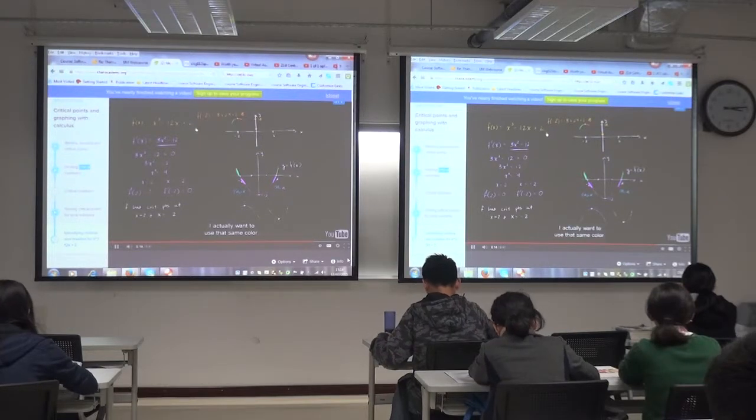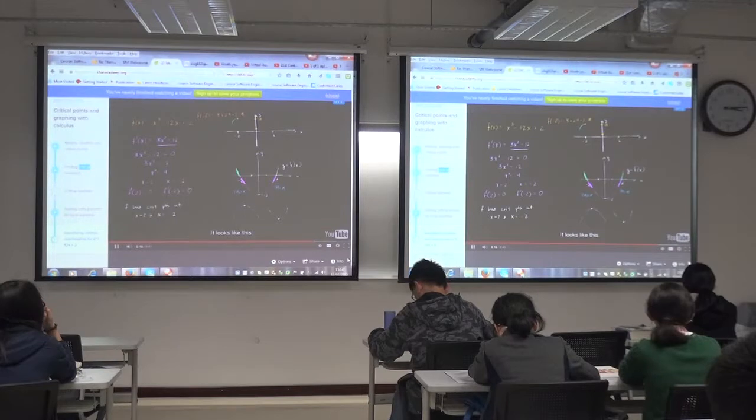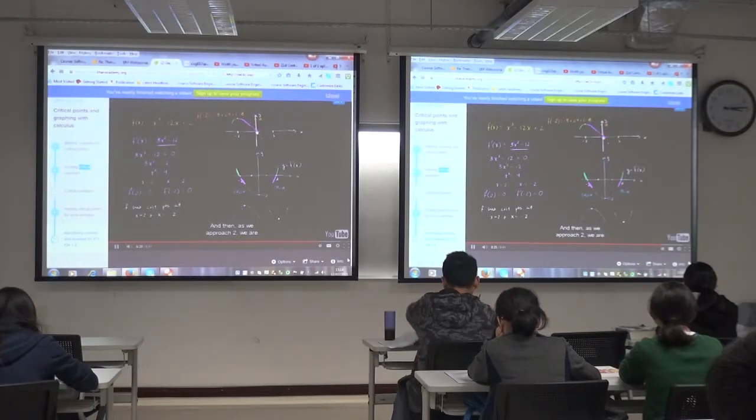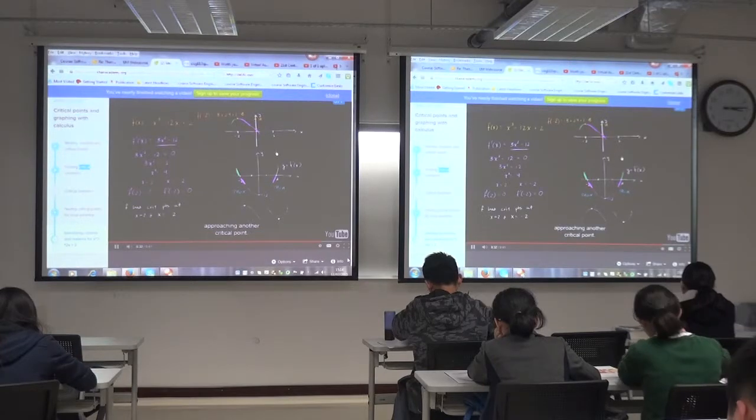Actually, I want to use that same color. It looks like this. And then, of course, the graph is going to have a y-intercept, something like that. And then, as we approach 2, we are approaching another critical point.